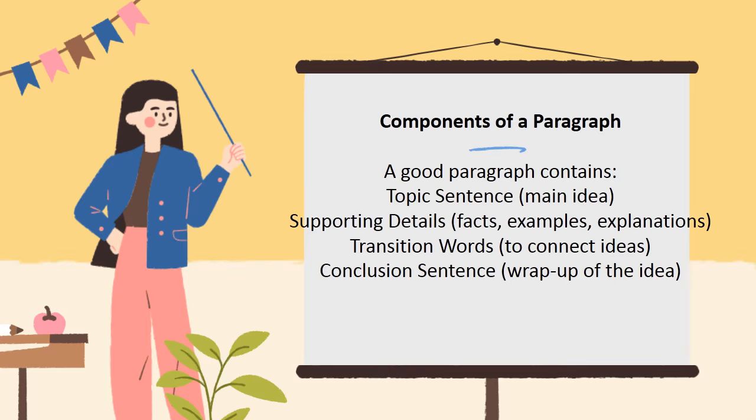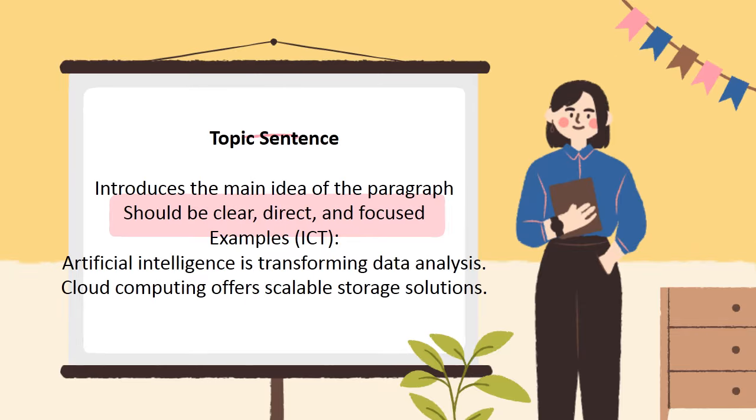After that, you start your developmental paragraph with a topic sentence which includes the main idea of this paragraph, supporting details which could be facts, examples, illustrations, explanations, and so on. To relate the supporting ideas, you can use transition words to connect the ideas, and a concluding sentence to wrap up the idea.